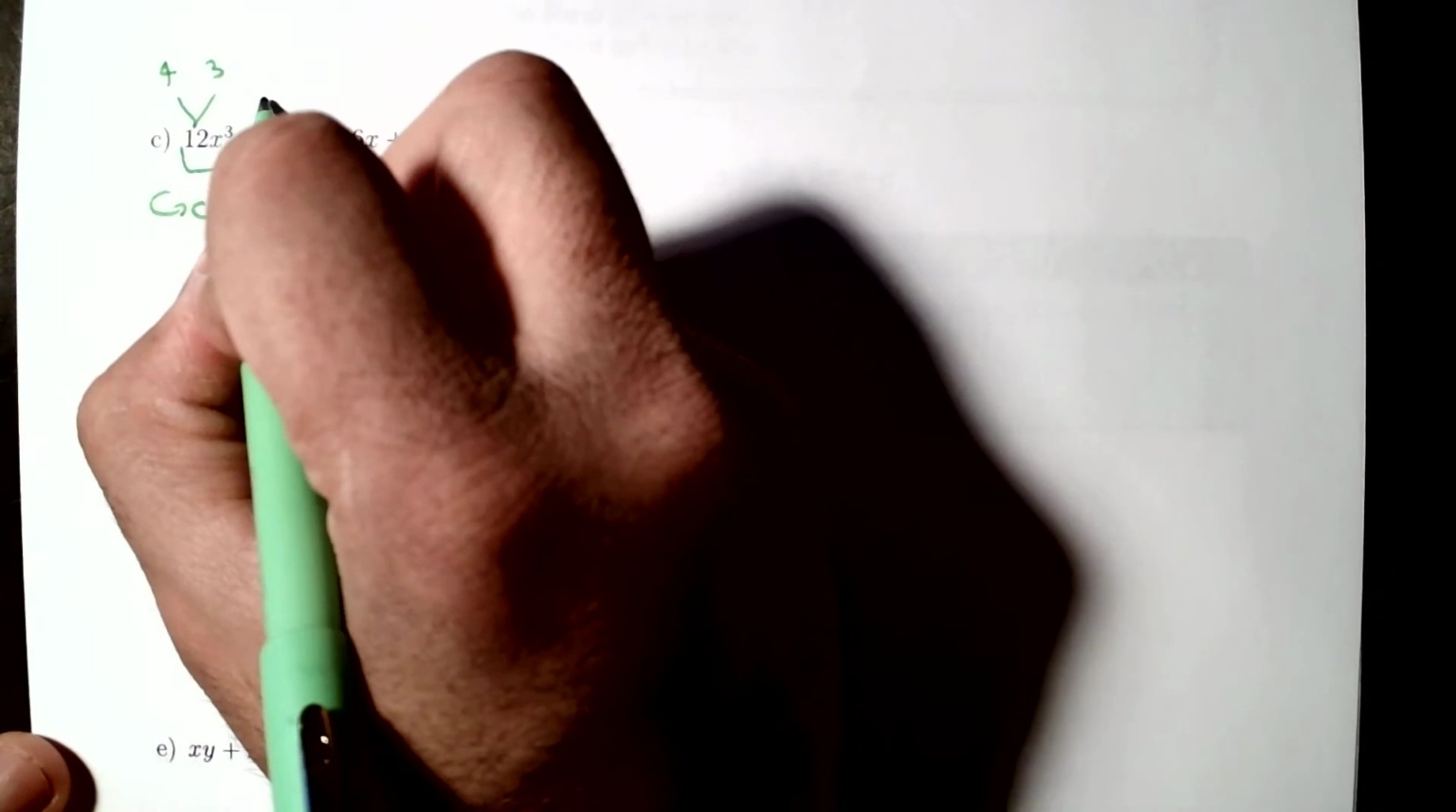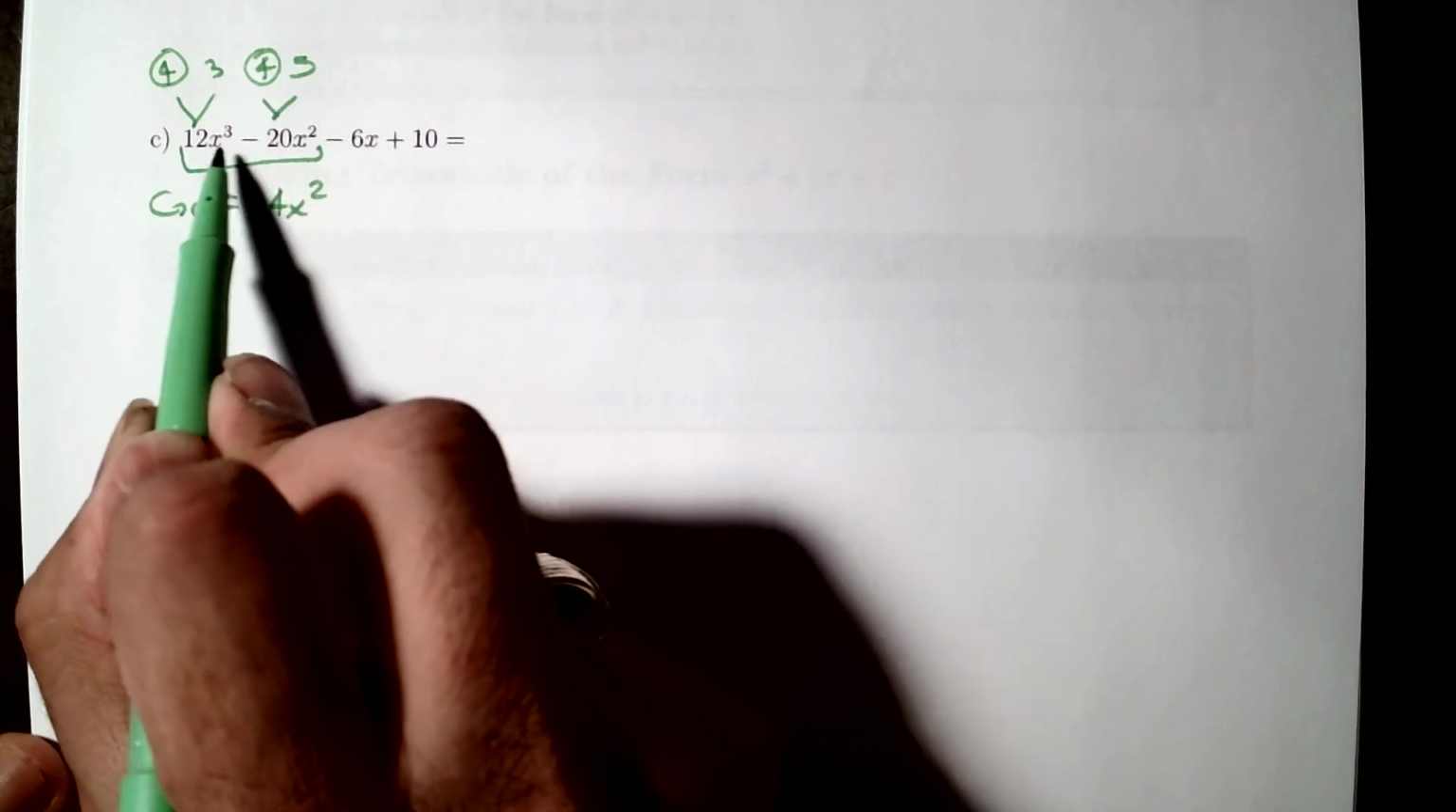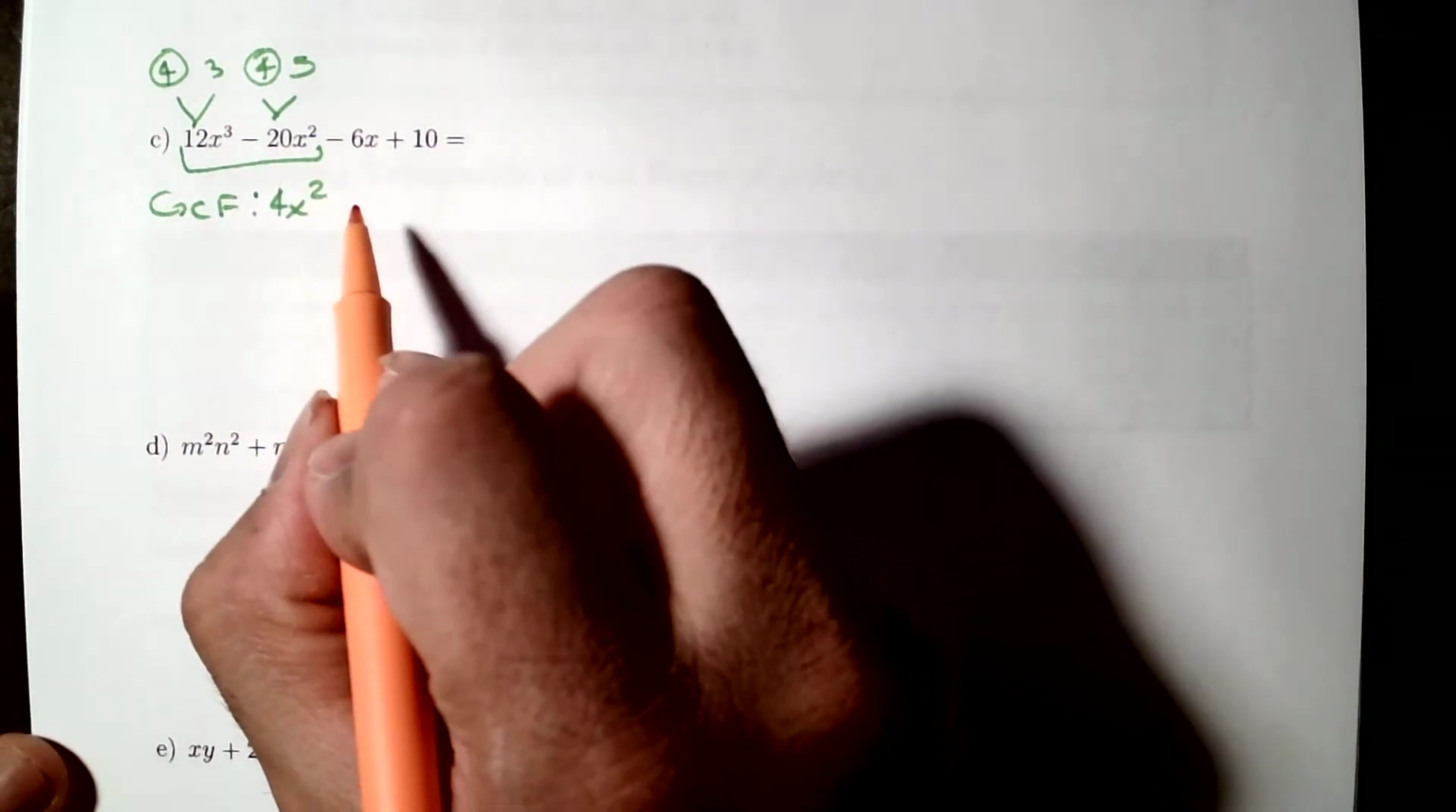However, if I break this out as 4 times 3, which equals 12, and 4 times 5, what do they have in common? The number 4. And for the variables, we have the lowest power of x, which in this case is 2.